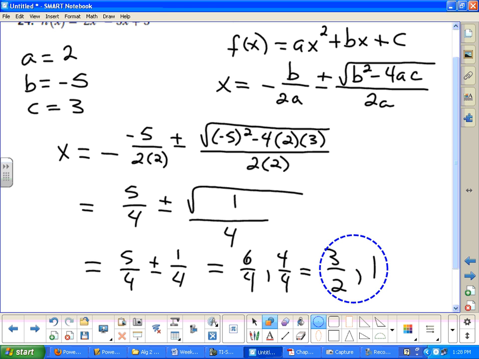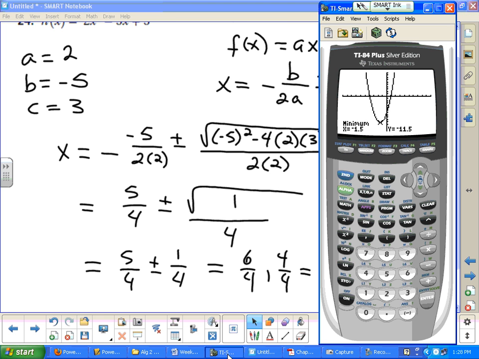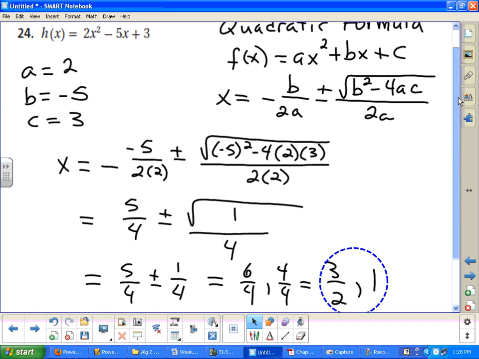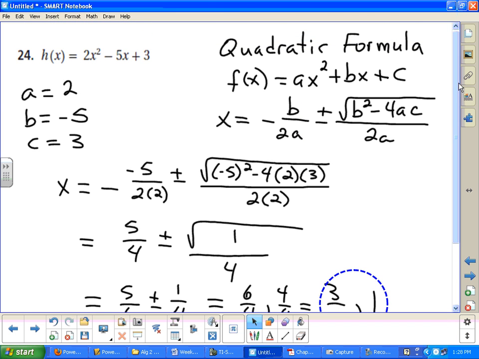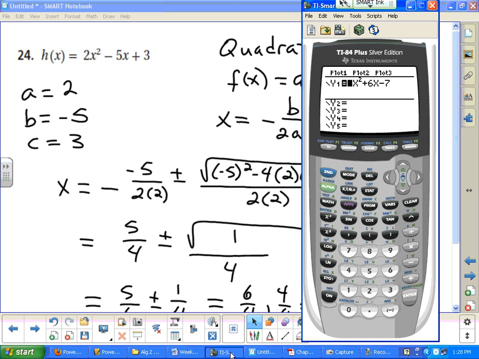Is there a way to check this? Yeah, we could plug it back in and see if it works. We could use our calculator then. We could put it in our y equals. So we've got y equals 2x squared minus 5x plus 3. And graph it.